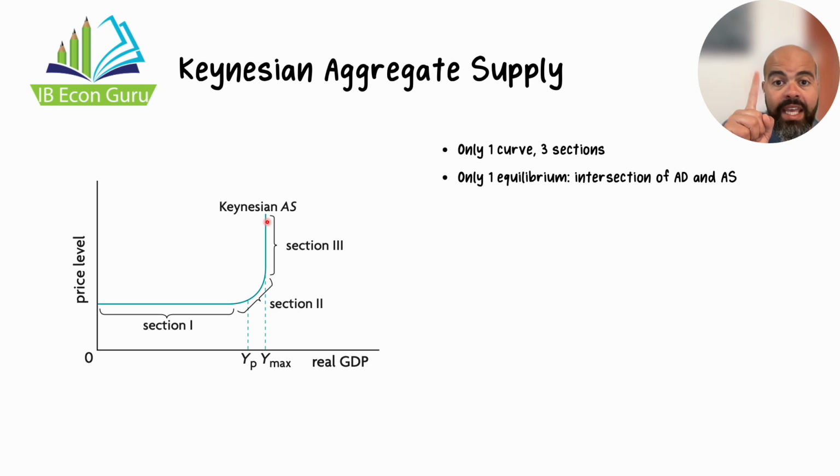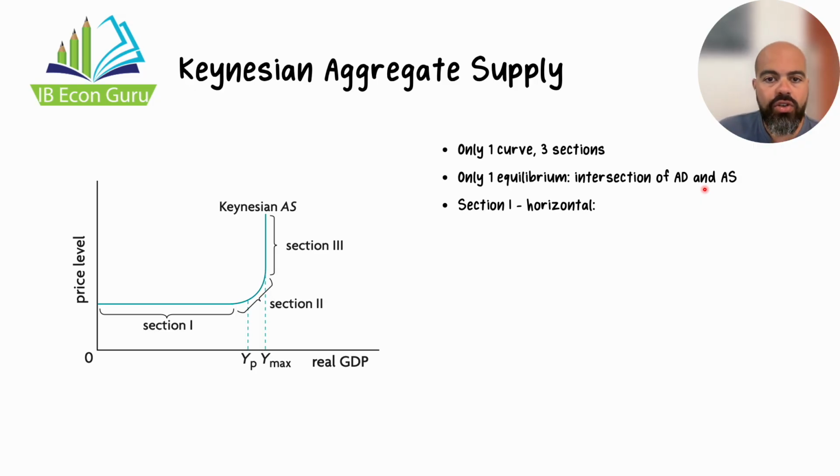Now, there's only one equilibrium in Keynesian analysis. It is the intersection of aggregate demand and aggregate supply. Unlike the new classical model or the monetarist model, where there are two equilibriums. There's a short run equilibrium, which is the intersection of aggregate demand and short run aggregate supply. And then there's the long run equilibrium. In Keynesian analysis, there's only one equilibrium. It is the intersection of AD and AS. Regardless of wherever it is on the curve, it's only one equilibrium. There is no short run equilibrium and long run equilibrium. There's just macroeconomic equilibrium. All right, so let's talk about each section.